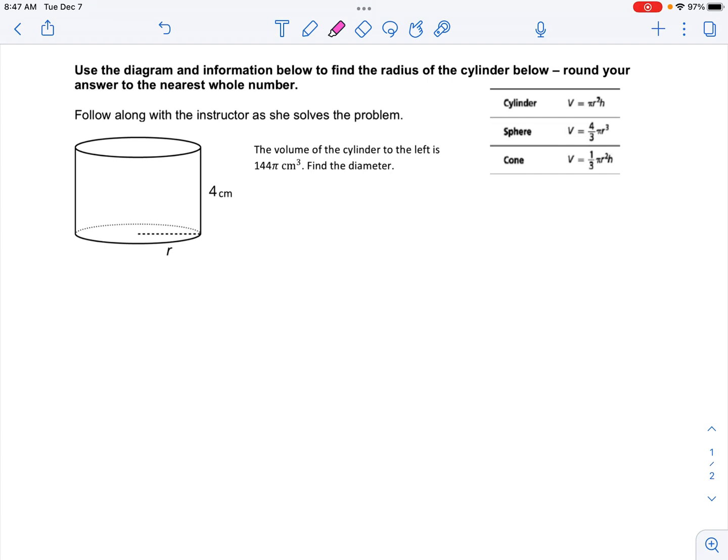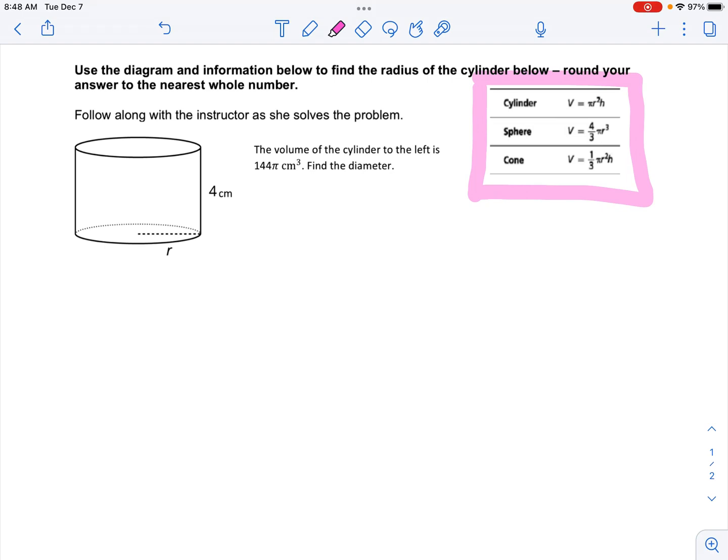So in this problem, it says use the diagram and information below to find the radius of the cylinder. Round your answer to the nearest whole number. So if you think back to last year, when we're talking about three-dimensional shapes and their volume, they're always going to give us these three equations. This is the volume of a cylinder, the volume of a sphere, which is like a ball, and then the volume of a cone, like an ice cream cone. So a cylinder is like a can, a sphere is like a ball, cone like an ice cream cone.